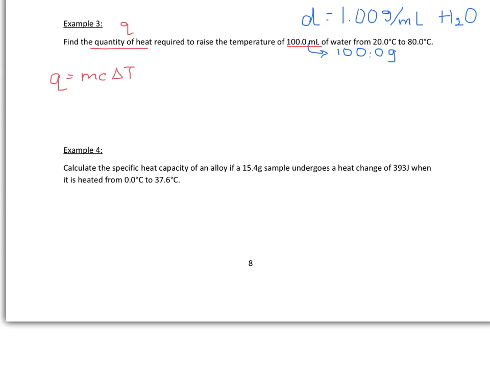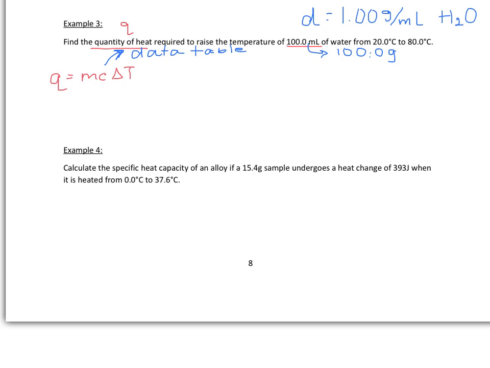Additionally, in this example, we were not told what the specific heat capacity of water is. And the reason why we weren't told is because this is actually given to you on your data table. So you'll have to open up your data table to determine what the specific heat capacity of water is. Additionally, you're going to find that the specific heat capacity is quoted for when it's a solid, when it's a liquid, and when it's a gas. Notice that we have a change in temperature from 20 degrees to 80 degrees Celsius, and during this temperature change, water will exist as a liquid, so you're looking for the specific heat capacity of water as a liquid.